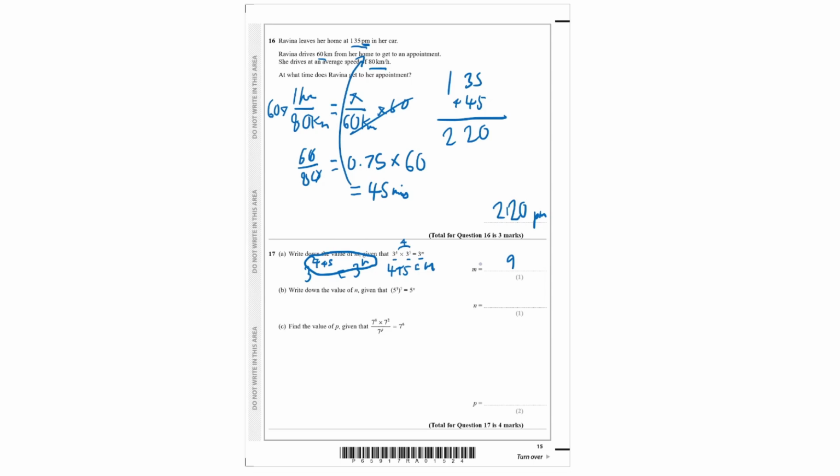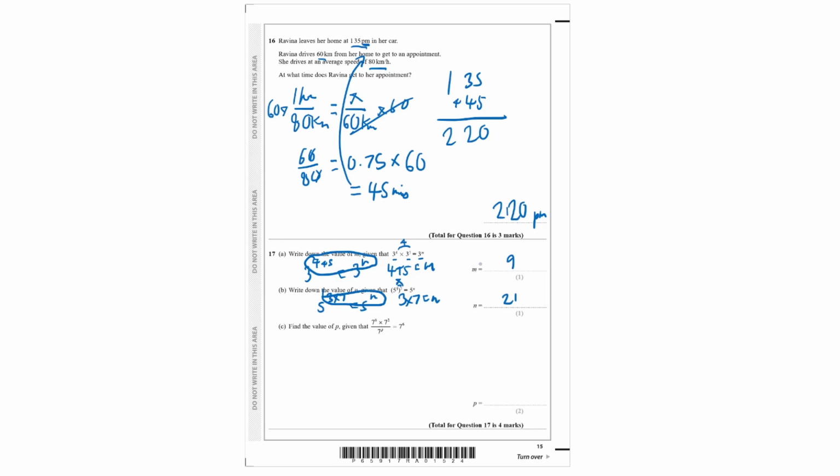Now, powers inside the bracket are multiplied with the powers outside the bracket. So we have 5 to the power of 3 times 7 is equal to 5 to the power of n. Since we only have to find n, we focus on this equation. So we have 3 times 7 is equal to n, and 3 times 7 is 21.